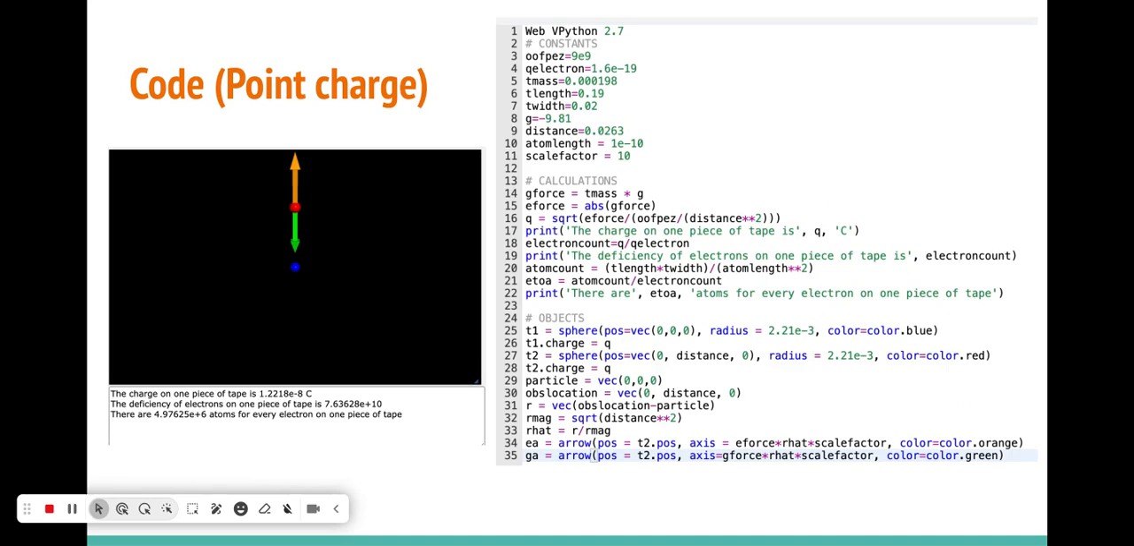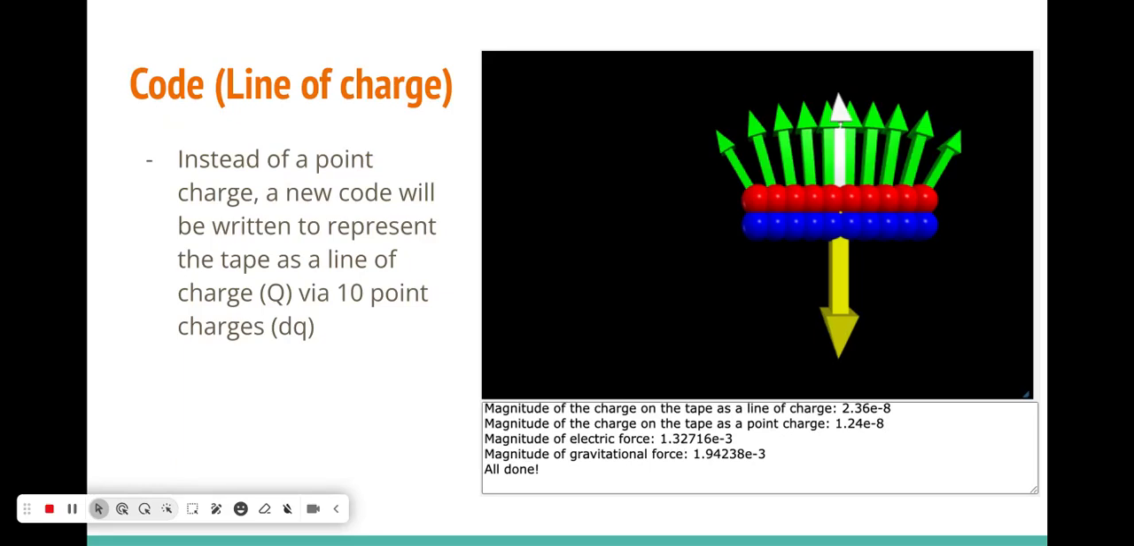This is our code from the previous lab, which we're going to use to compare with the charge of the tape represented as a point charge, and see that they are different, as this one is represented as a line of point charges instead of just a single point charge. So we used a code to represent the tape as a line of 10 point charges, and those are shown there, each having their own field. And then the results are additionally shown there from the magnitude that was calculated.